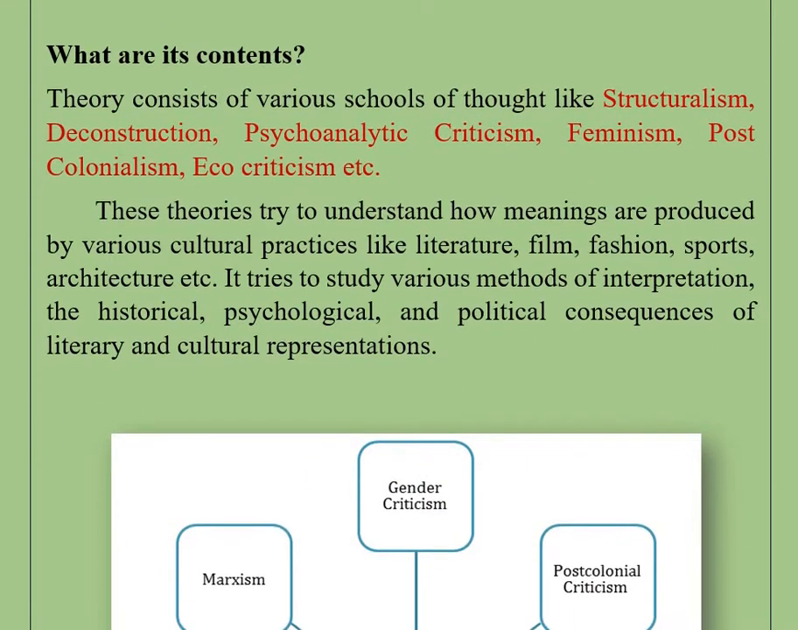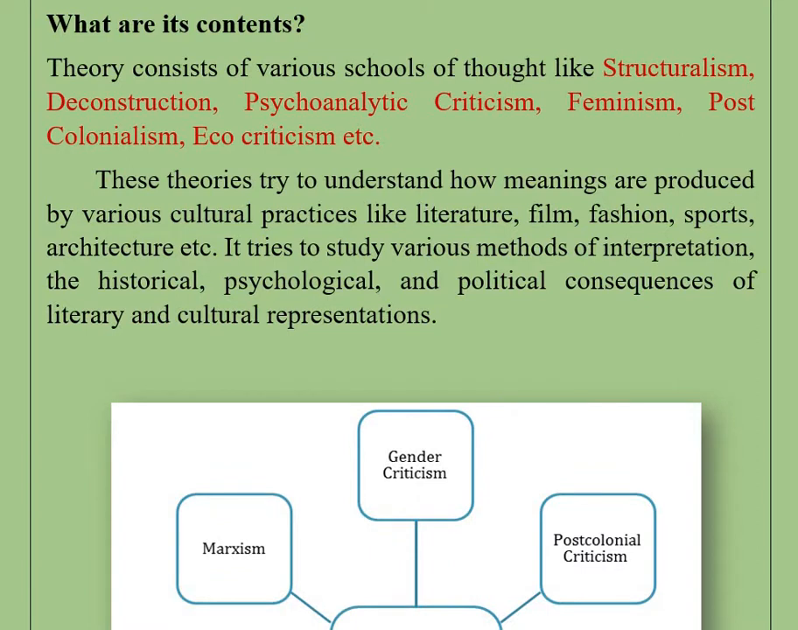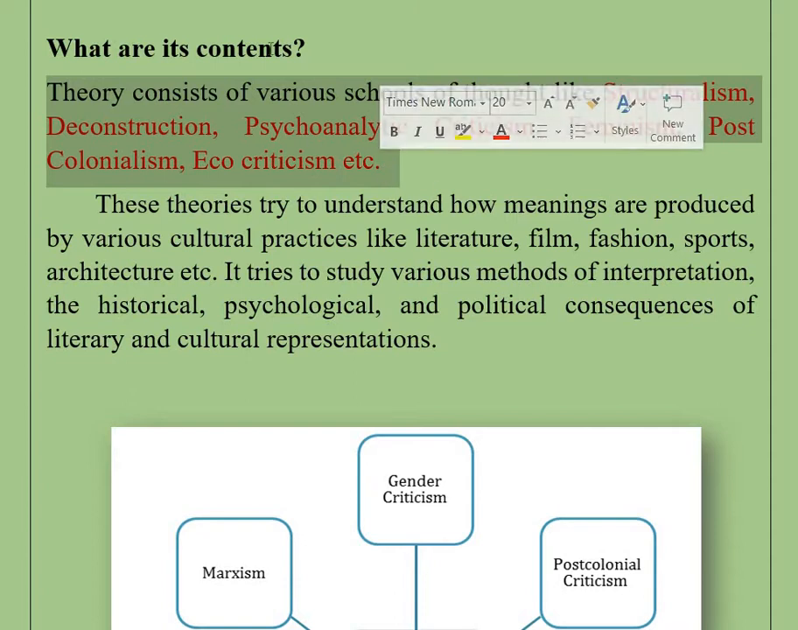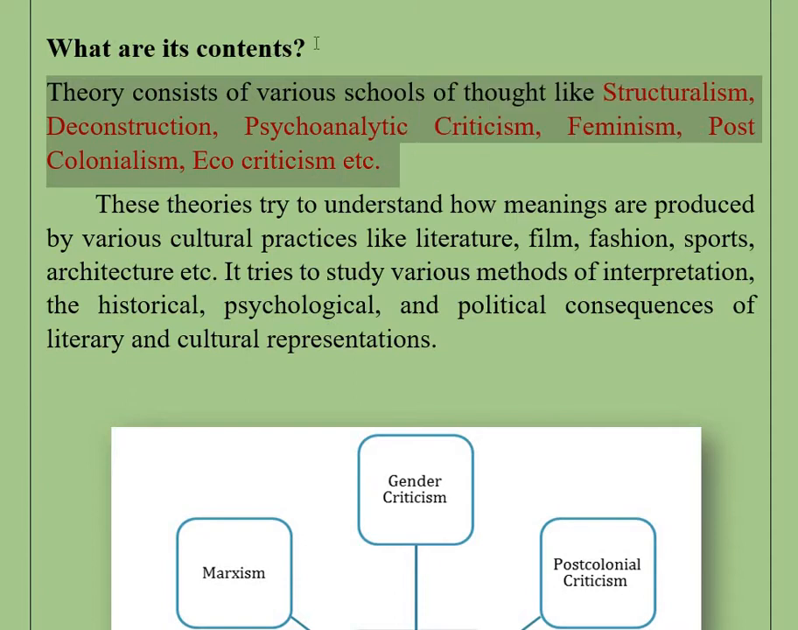Now, what are its contents? Theory consists of various schools of thought like structuralism, deconstruction, psychoanalytic criticism, feminism, post-colonialism, eco-criticism, etc. So when we say literary theory, it consists of various schools of thought like structuralism, deconstruction, psychoanalytic criticism, feminism, post-colonialism, eco-criticism, etc. So in literary theory, we will study the basics of all these theories.